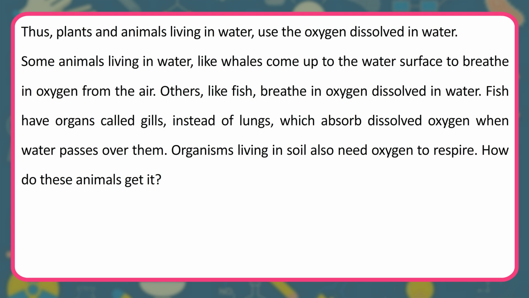Some animals living in water, like whales, come up to the water surface to breathe in oxygen from the air. Others, like fish, breathe in oxygen dissolved in water. Fish have organs called gills, instead of lungs, which absorb dissolved oxygen when water passes over them. Organisms living in soil also need oxygen to respire. How do these animals get it?